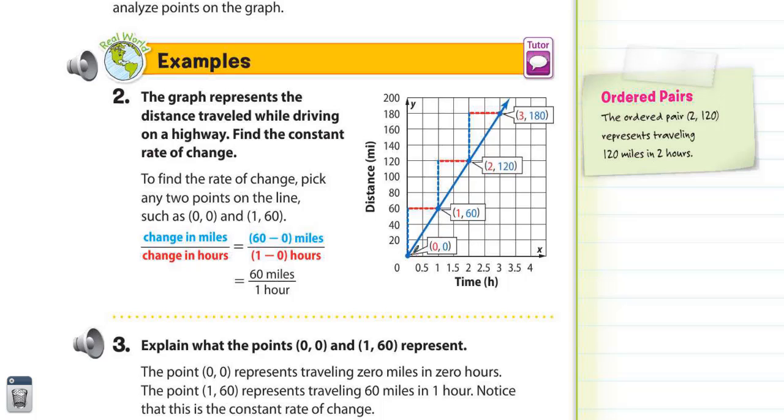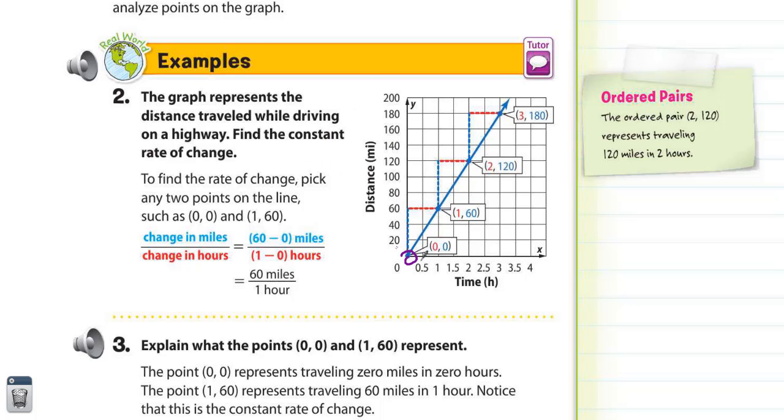So first off, this (0, 0) point, that makes sense. If you're not spending any time driving, you're not traveling any distance. And then you'll notice the next point is (1, 60). Spend 1 hour traveling, go 60 miles. Spend 2 hours traveling, go 120 miles. Spend 3 hours traveling, go 180 miles.